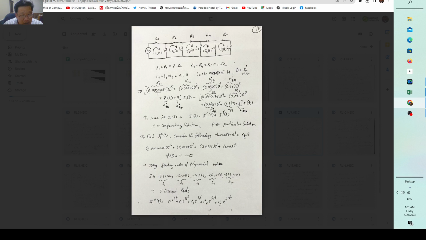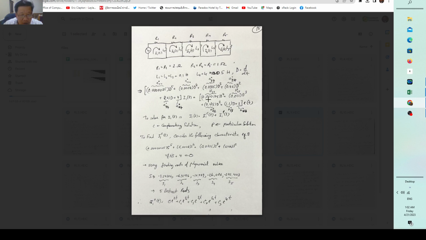But the key question is, how did I get this form? Let's start from the left hand side first. This is going to be 0.00000025 times D to the 5 plus 0.0008 times D to the 4, and so on up to plus 4. Altogether this term, the polynomial of order 5, times I sub 1 t, equals the right hand side. You know the right hand side has to be within order 4 because of the formula.